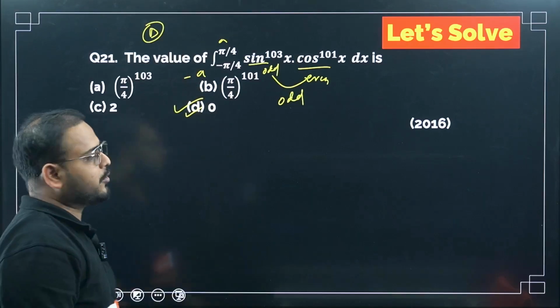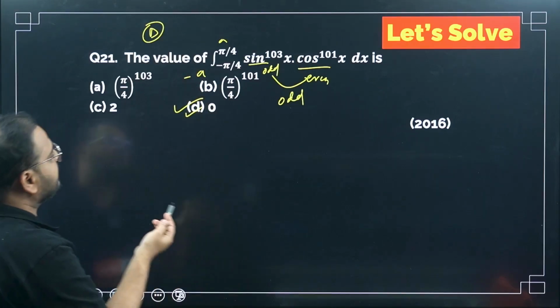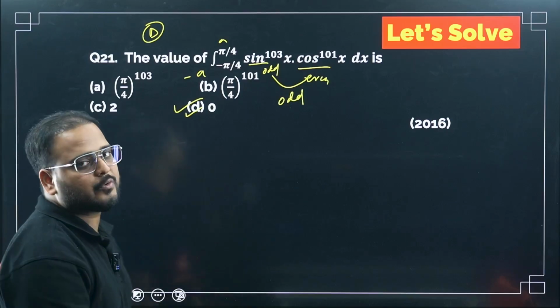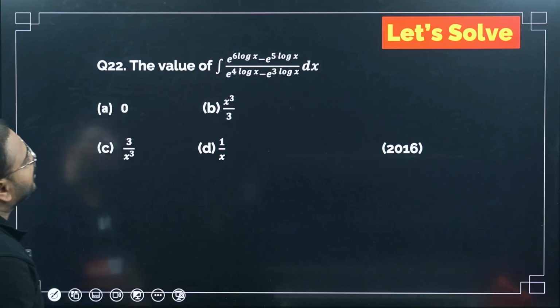Very simple. Cos is even, sin is odd, into even is again odd. So the resulting function will be an odd function from minus a to a, which is simply 0. Moving on.